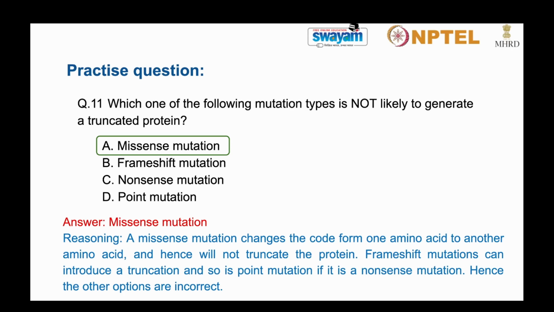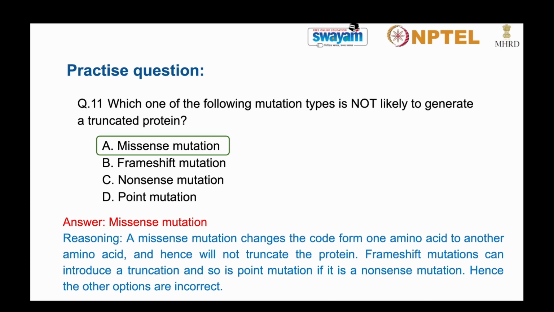The other three will generate normal protein. So missense mutation will also generate a complete protein. Though it is not the correct protein, it will generate a complete protein. So the question is which of them will never generate a truncated protein? Missense, point mutation, and silent point mutation also will never generate a truncated protein.